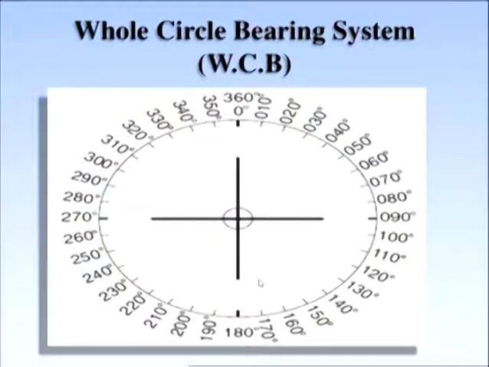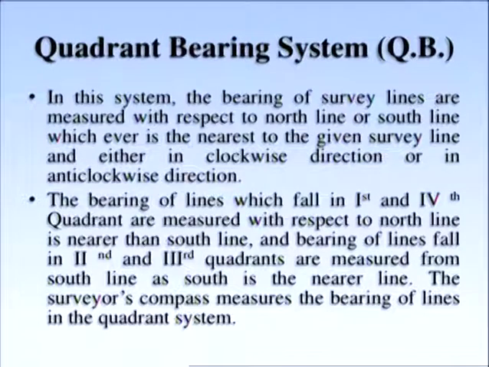Now this is the whole circle bearing system. The whole graduated ring on the compass which we are using is graduated like this. And 1 degree is divided into 2 parts, so our accuracy is 30 minutes. Now, what is the quadrantal bearing system?